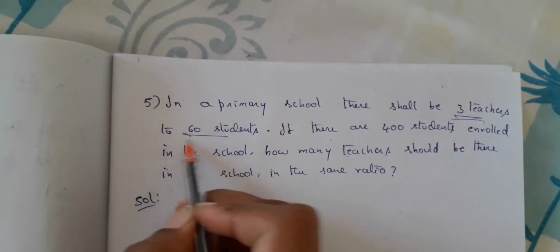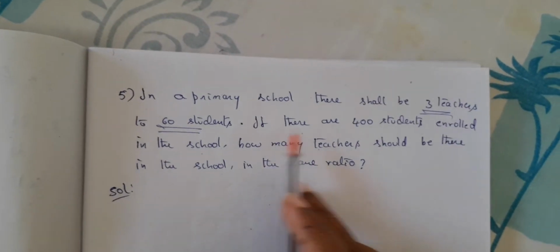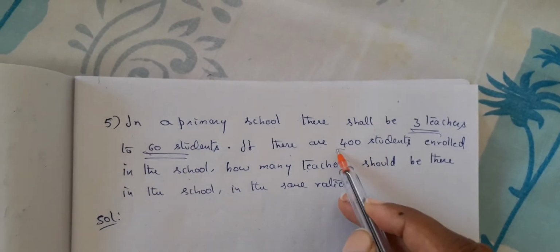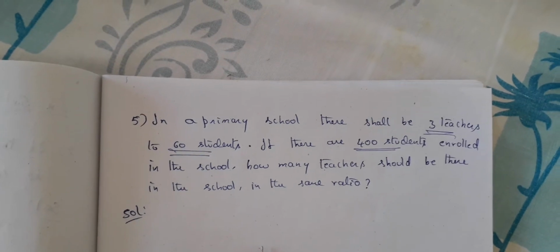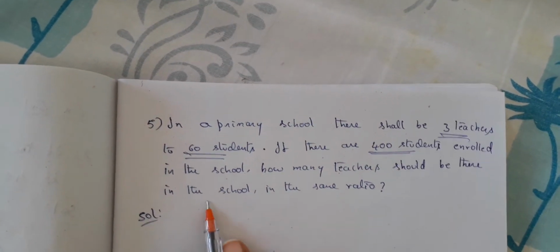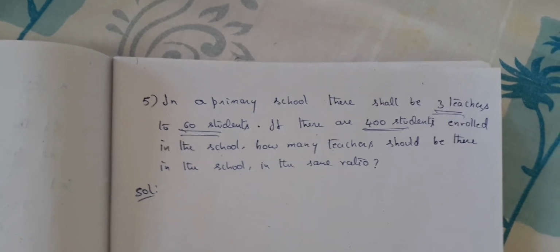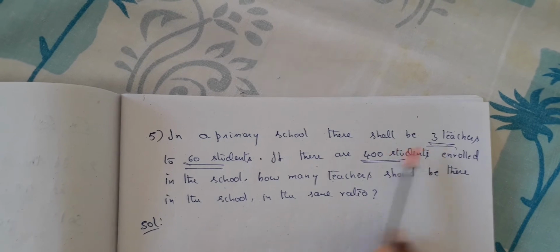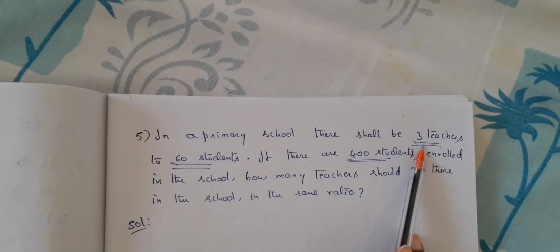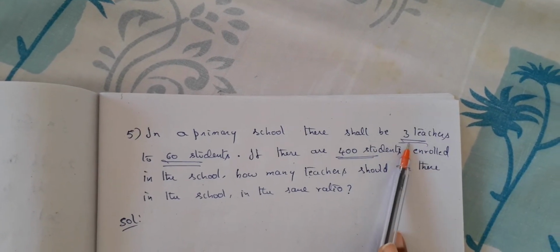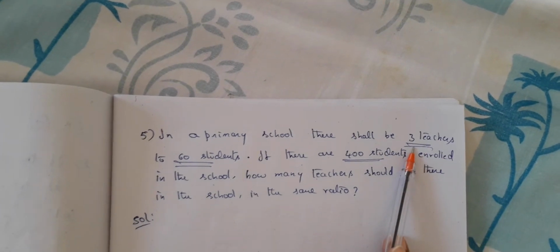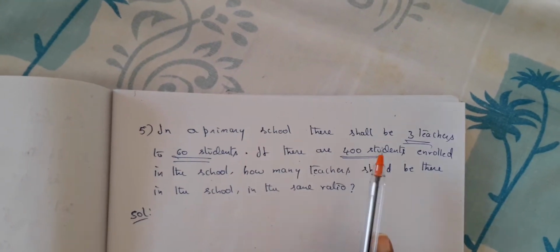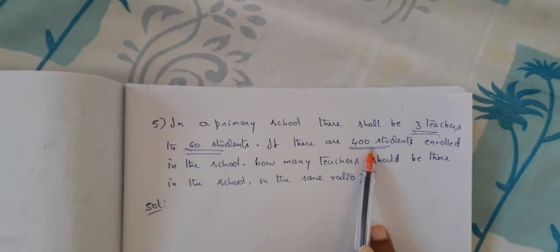3 teachers, 60 students. Now if there are 400 students enrolled in the school, how many teachers should be there in the school in the same ratio? Satisfying the same condition, that for every 60 students there should be 3 teachers, how many teachers should be recruited in the school in order to teach 400 students?